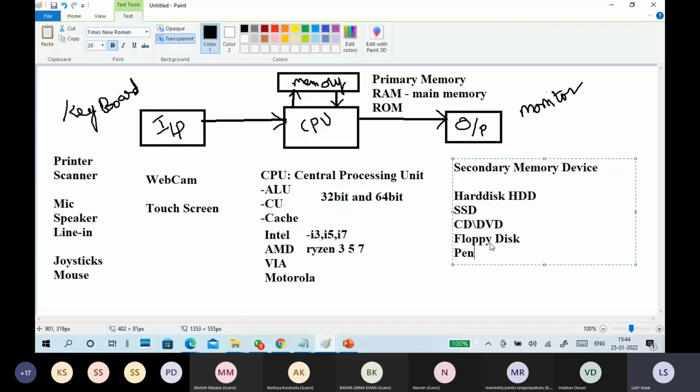pendrives, memory cards, flash drives, flash memories, SD cards, EMMC. What is EMMC?